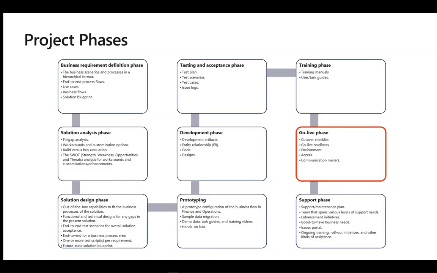In the go live phase of the project, the implementation team should address the following milestones: cutover checklist, go live readiness, environment, access, communication mailers. After successful go live, it's important to continue the journey to keep and repeat benefits from the business platform while keeping it healthy. Support phase. In the support phase of the project, the implementation team should address the following milestones: support maintenance plan, team that spans various levels of support needs, enhancement initiatives, business needs, issue portal, ongoing training, rollout initiatives, and other kinds of assistance.